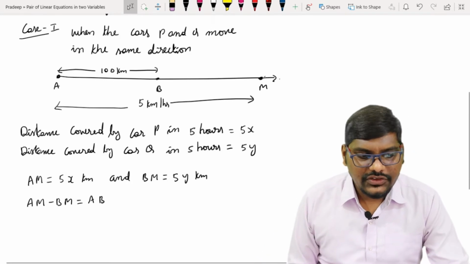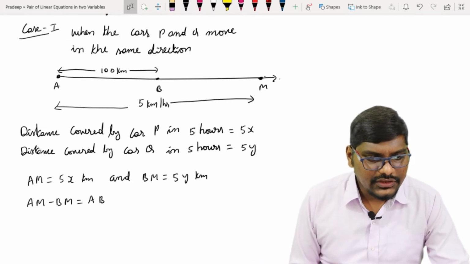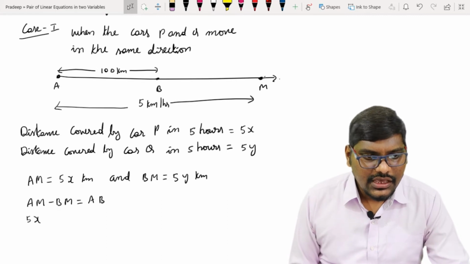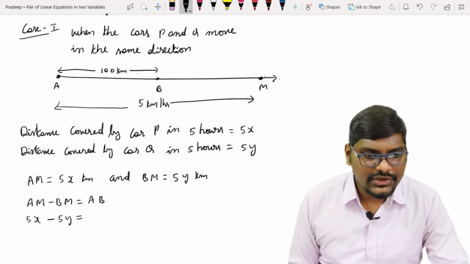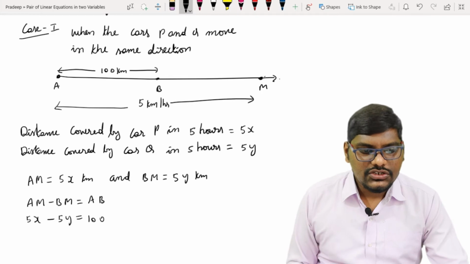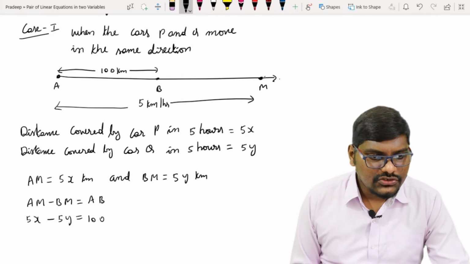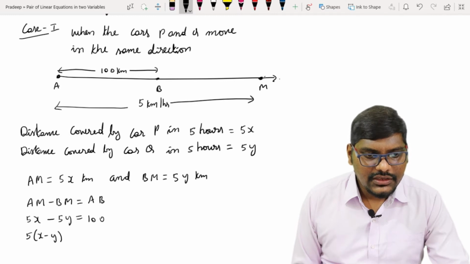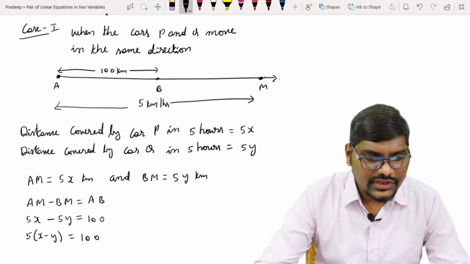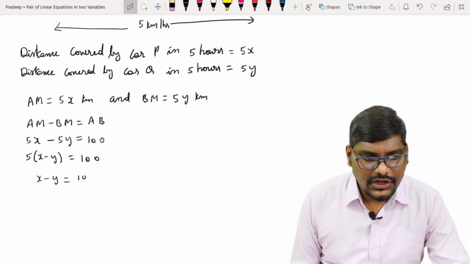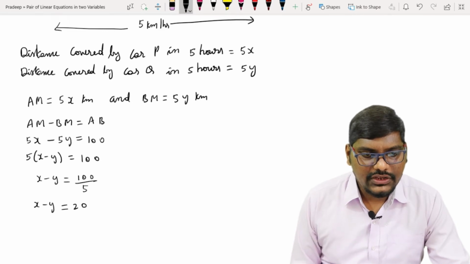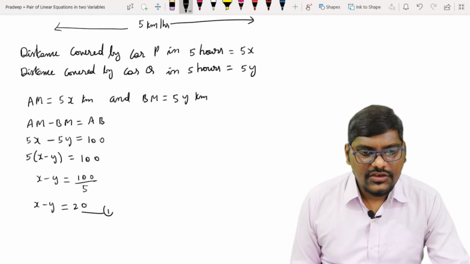So I can write what is AM. AM, that is 5x. Okay, and what about BM? BM is 5y. What is AB? AB is the distance, it was 100 kilometers. So that was given, so we can write 100. So if you take 5 common from here, that is 5 times x minus y equal to 100. Now if you cancel 5 with 100, what will we be getting? x minus y equal to 100 by 5, where the 5 is sent to this side. So the equation will be x minus y equal to 20. Okay, so let's say this is the first equation.